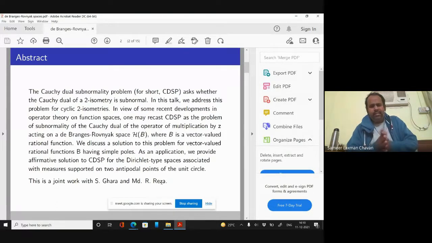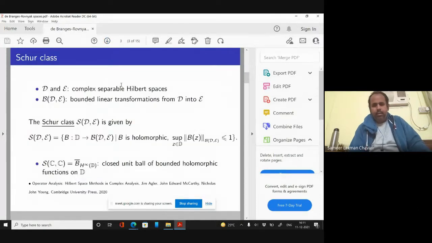So this is about an old problem which I asked around when I was a PhD student around 2006, and the problem is open as such, but we are going to discuss a couple of cases in which the answer can be given affirmatively. And I will not go through the abstract. I kept the slides as minimum as possible, and I'll try to convey the essential ideas involved in this problem and possibly some partial solutions.